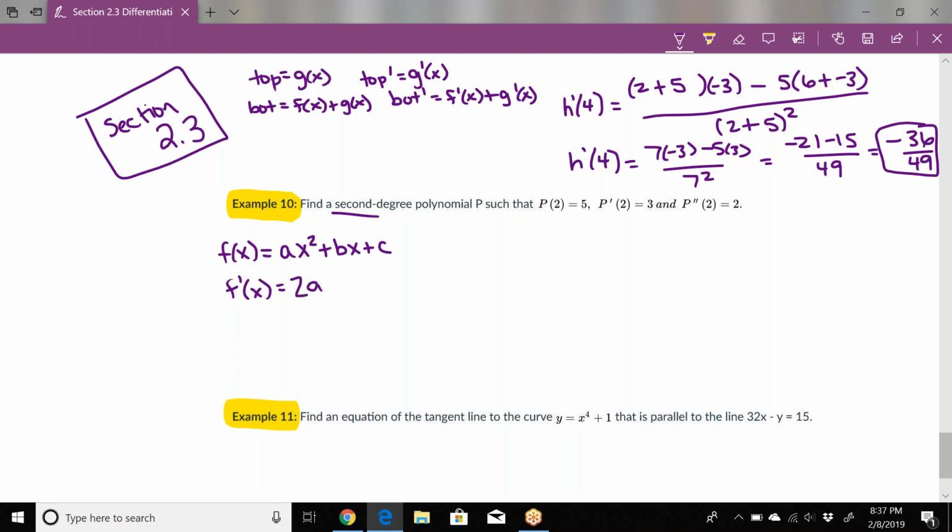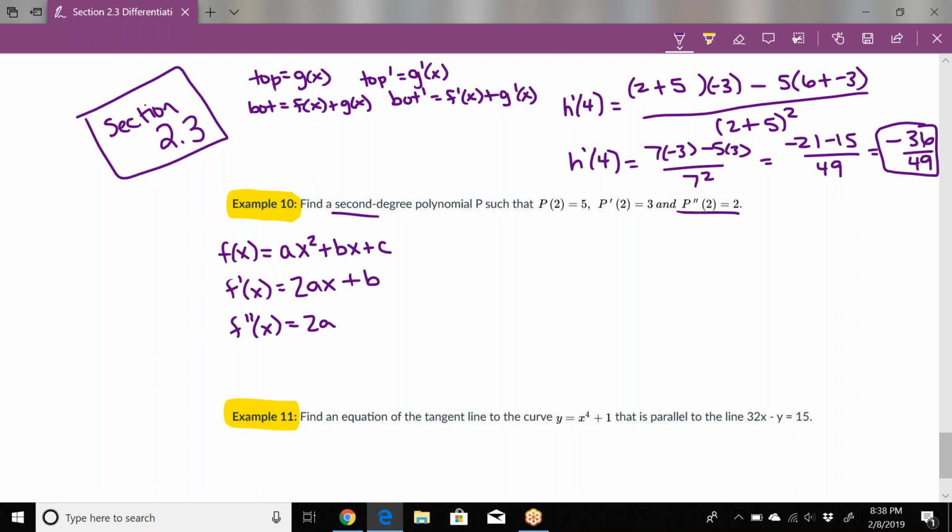So this would be 2ax plus b, because the derivative of x is just going to be the coefficient in front, and the constant's derivative is 0. F double prime would then be just 2a, because that's the derivative of the first term, and the second term's derivative would just be 0. Remember, a, b, and c are just coefficients here.